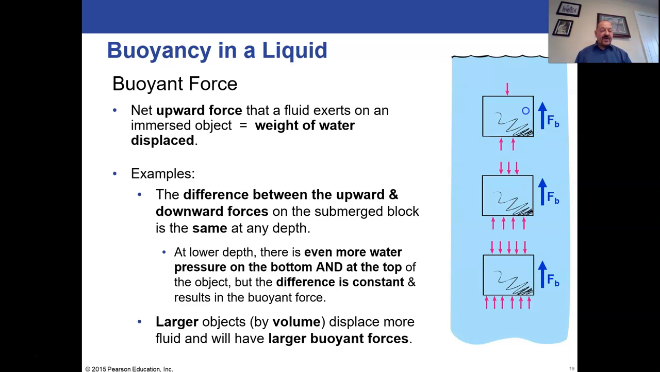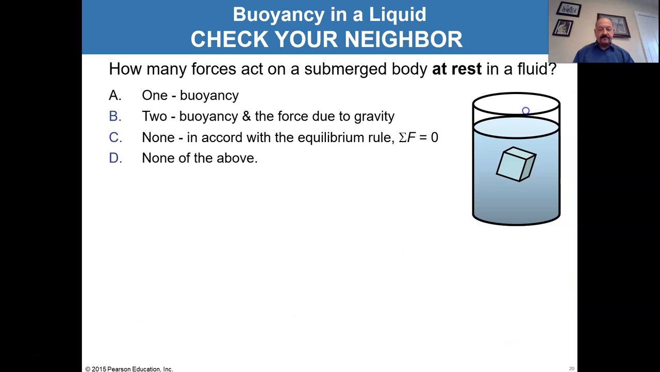So larger objects by volume displace more liquid. I'm talking about an object completely underwater. A larger object will displace more water and therefore have more of a buoyant force pushing it up. All right, so how many forces act on a submerged body at rest in a fluid? 1, buoyancy. 2, buoyancy and the force due to gravity.